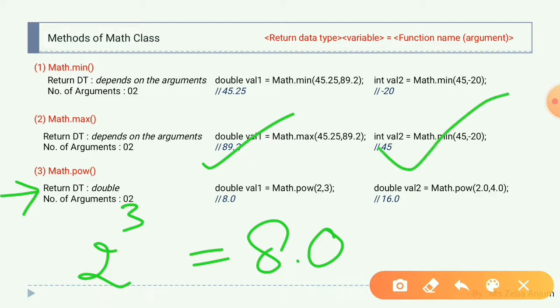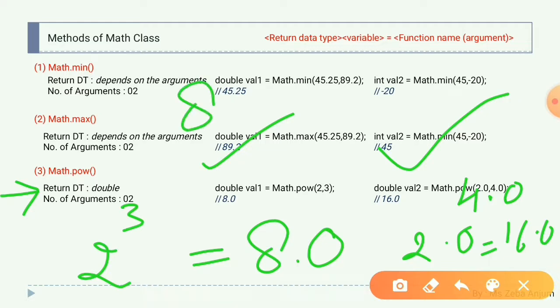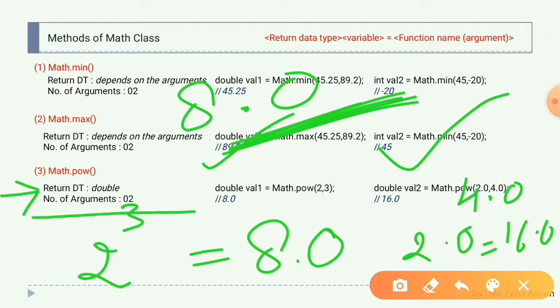Now see the second example, you are having 2.0 to the power 4.0. Again you are going to get 16.0 with this example. Now see, if this question came in the exam and you have written only 8, then your marks will be reduced because of this point 0. So please make a note that this point 0 you have to write down over here. The number of arguments is always two for this function also.